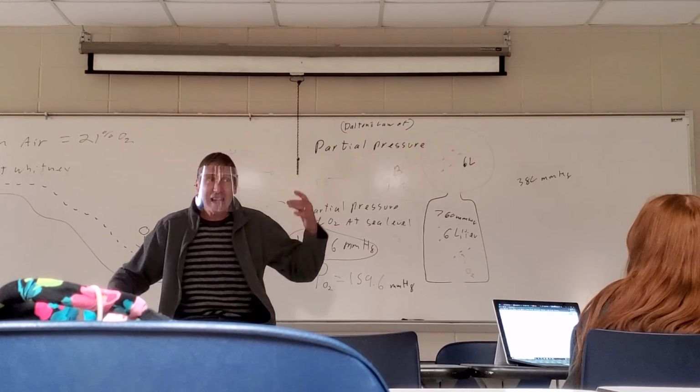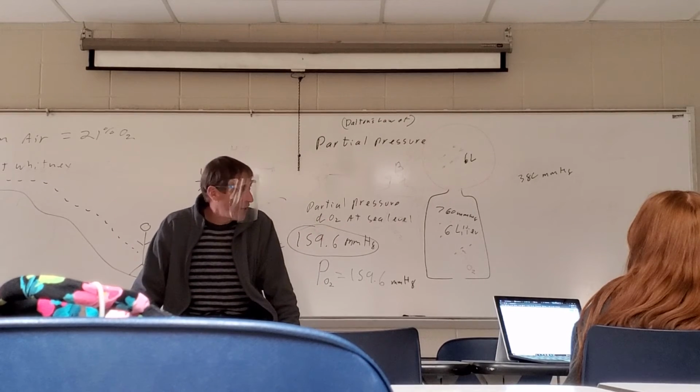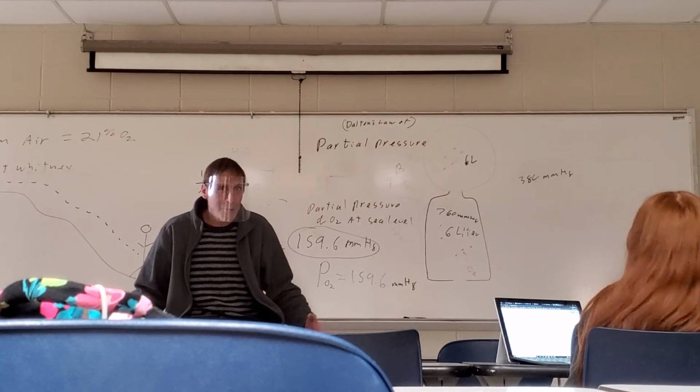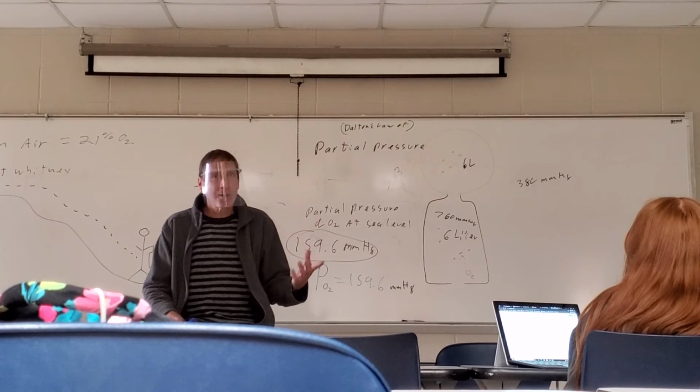Now, think of it this way. If I take an oxygen tank and I breathe 100% oxygen, what's the partial pressure of oxygen at the top of Mount Everest? That would be 220 times 100%. That means the PO2 is 220. So if you're breathing pure oxygen, you're fine. But that's why you have to have the supplemental oxygen.